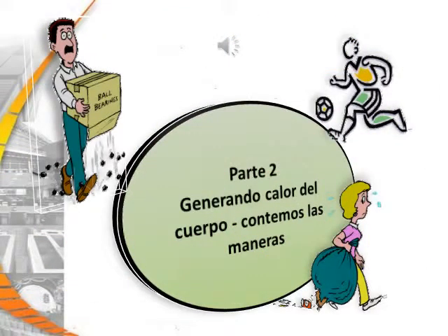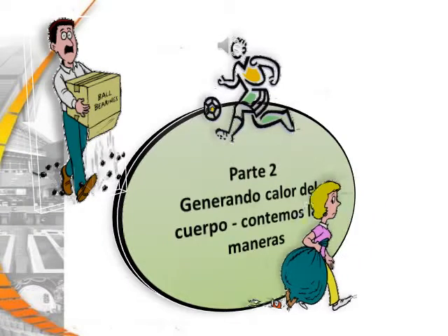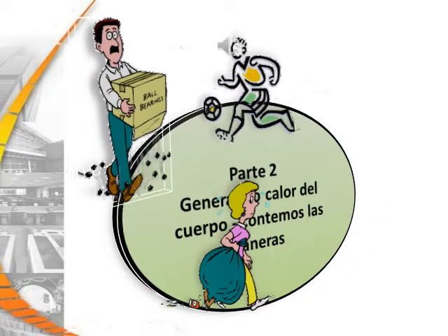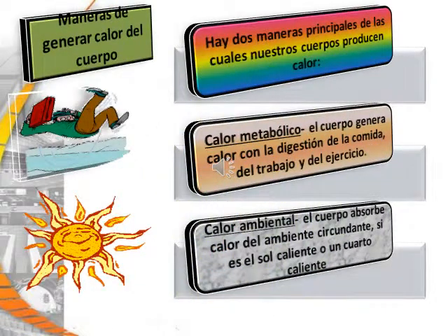Part 2, Generating Body Heat. Let us count the ways. Ways to generate body heat are basically divided into two main ways. Metabolic heat: the body generates heat through the digestion of food, work, and exercise. Or environmental heat: the body absorbs heat from the surrounding environment, whether it's hot sun or hot room.